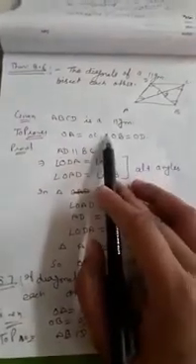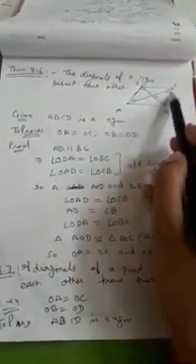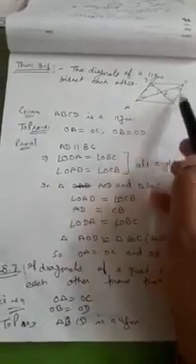Now next, theorem 8.6: diagonals of a parallelogram bisect each other. We are given that ABCD is a parallelogram and we have to prove its diagonals bisect each other, meaning OA is equal to OC and OB is equal to OD. Now see here, we will start its proof. As AD is parallel to BC, it means angle ODA is equal to angle OBC. These are alternate interior angles, and angle OAD is equal to angle OCB.